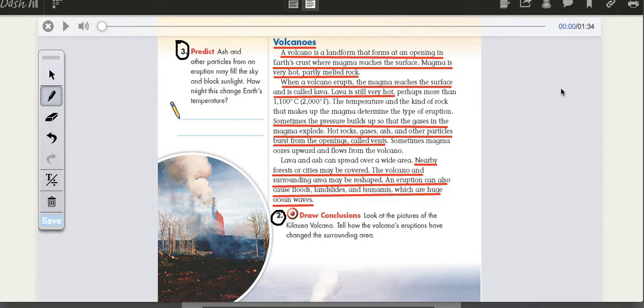And a volcano is a landform that forms at the opening of the Earth's crust. There's a huge pressure that causes the molten rock to burst, and this is called the magma. Once it reaches the floor or the land, it is called the lava. And this lava reshapes the surrounding area.